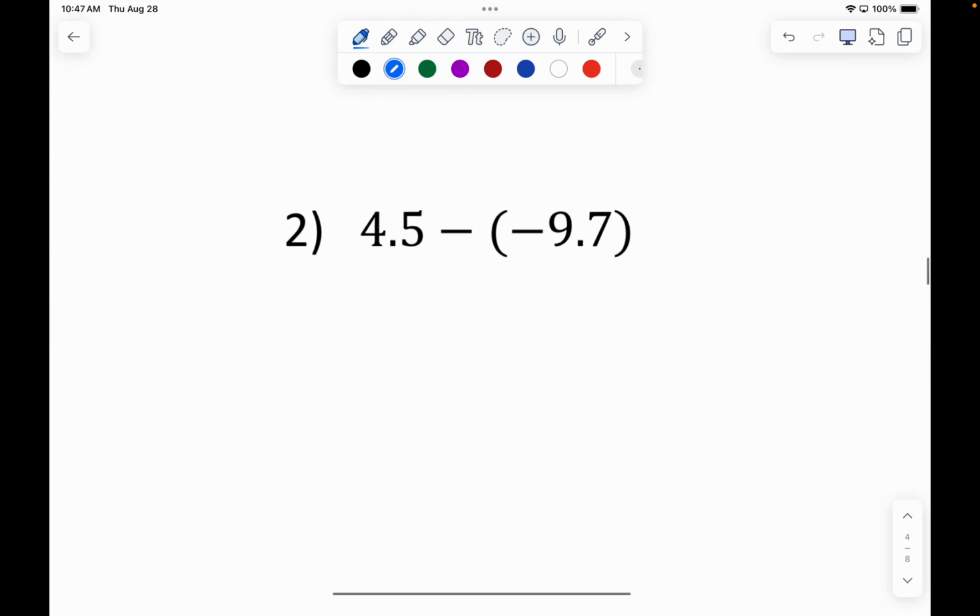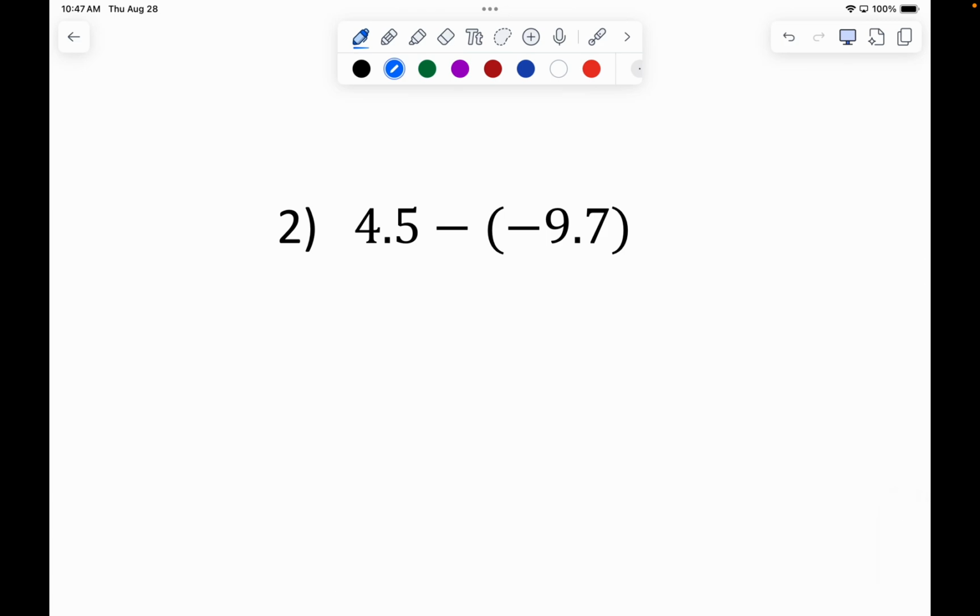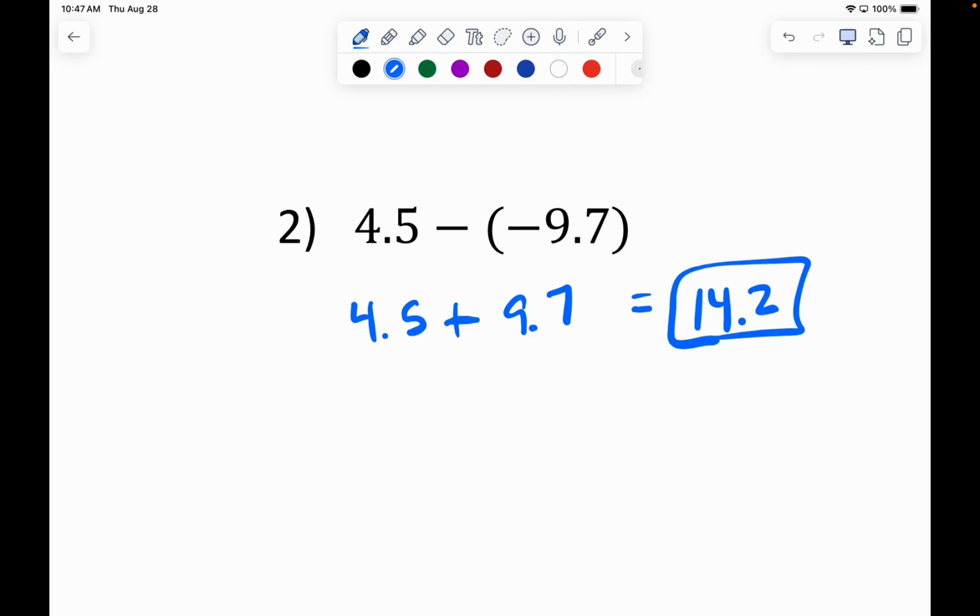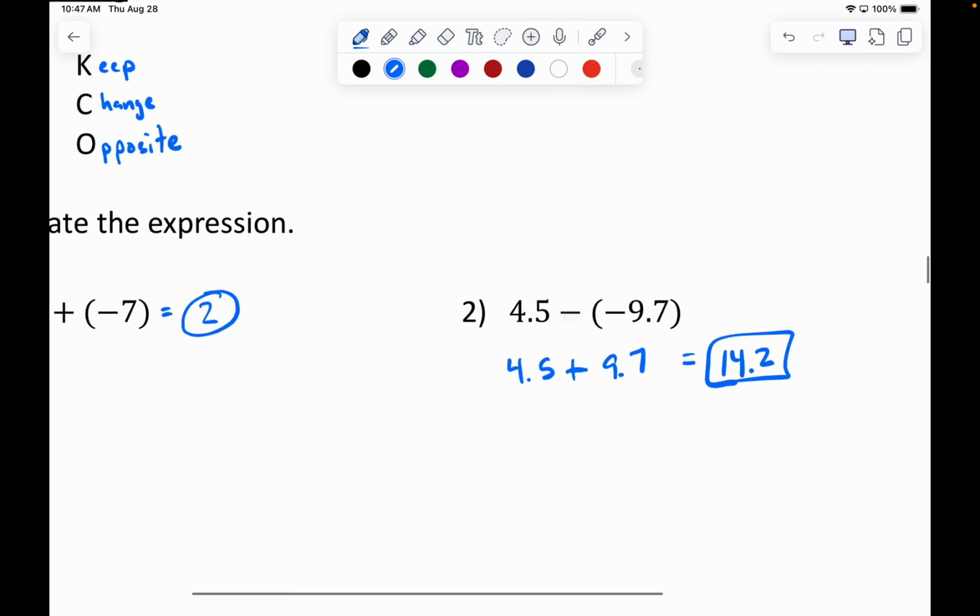Once we start throwing decimals in there like this, we have decimals and they're negatives. That can be a lot more difficult. It's probably a better use of your time to just grab your calculator and subtract those on there. Okay, but again, your choice. If you want to try to do that mentally or on your own and then check it, that's fine as well. But we would do keep, change, opposite for this. So just to remind you, keep, change, opposite. This would change to 4.5 plus 9.7, and that does equal 14.2. Okay, that's the rule for subtracting with integers.